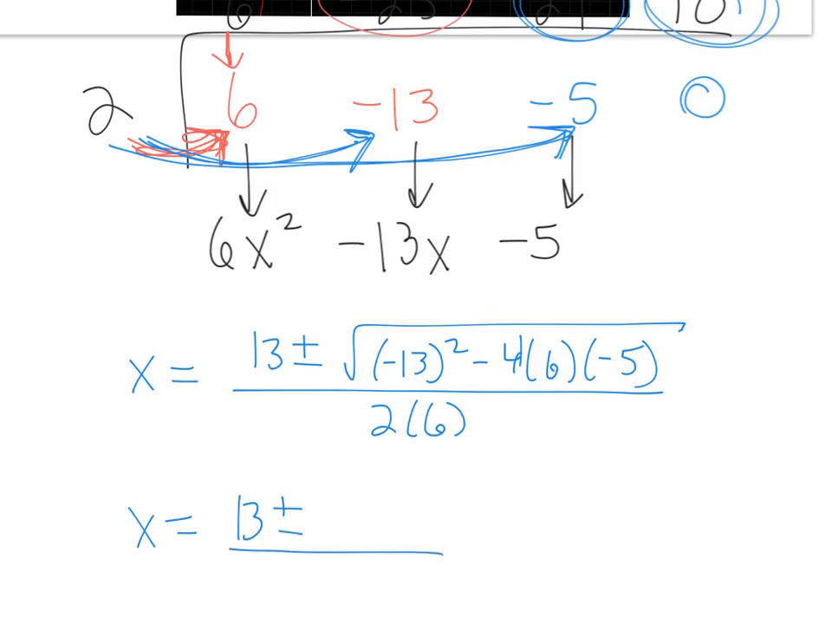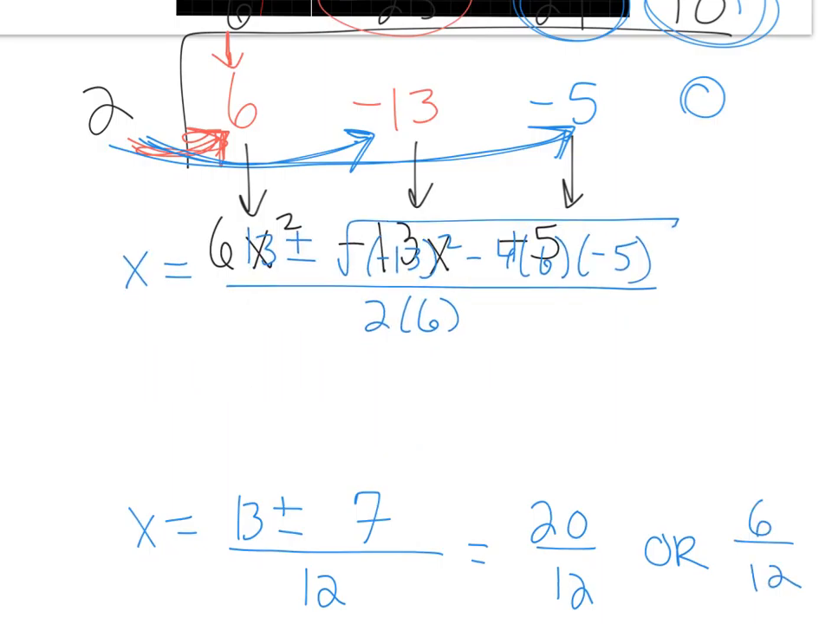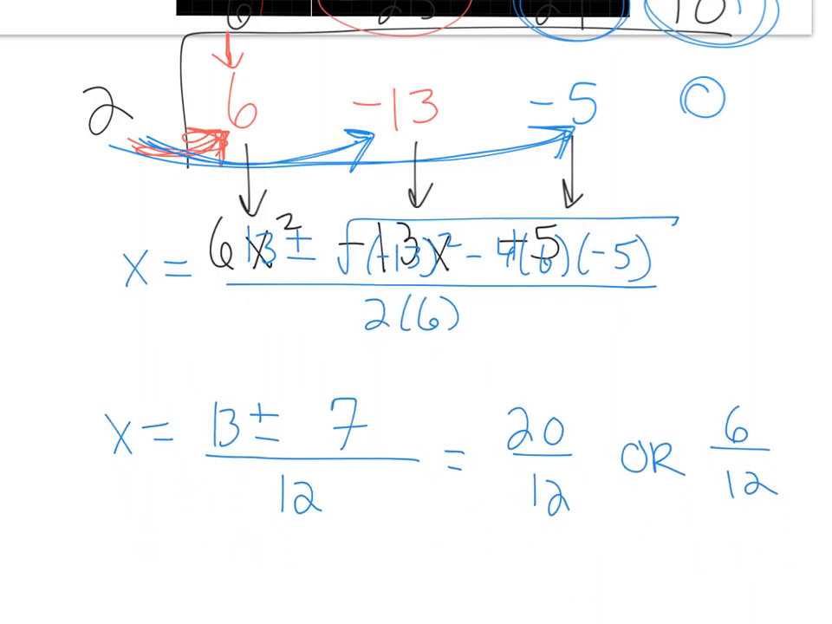What do you get under the radical there? James? 7. 7? So radical 49? Yeah. Okay. So radical 49 is what we're going to get there, which will give us a 7. So we got 13 plus 7 over 12, which is 20 over 12. Or 13 minus 7, which is 6 over 12. Well, take a look at that. That works out quite nicely, doesn't it?